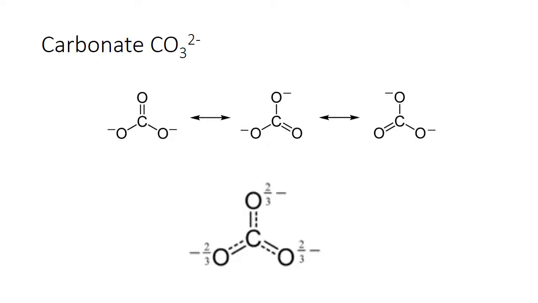Carbonate is another example. So you've got the pi bond, meaning that the electron is delocalized, and you'll notice also that the negative charge is shared on all the oxygens, so they're all slightly negative. Okay, and these are the three resonance forms, which really should be in square brackets.